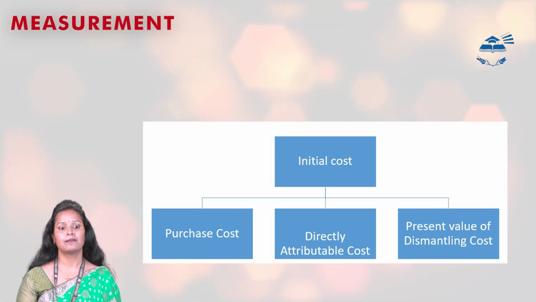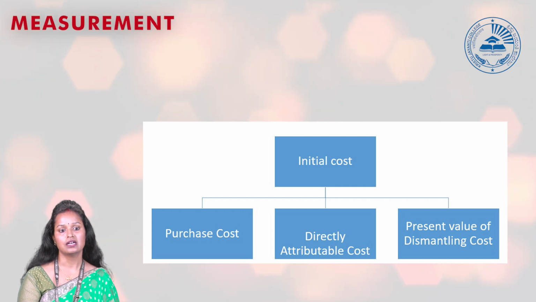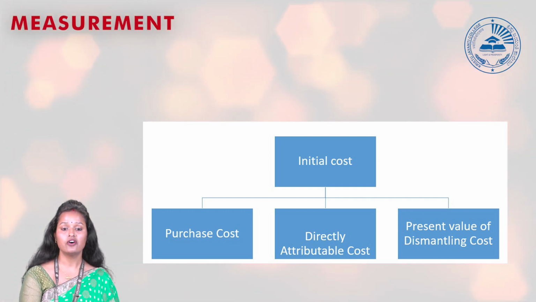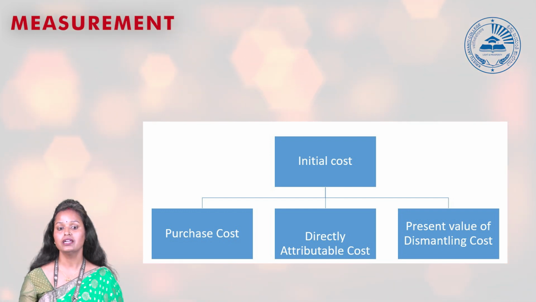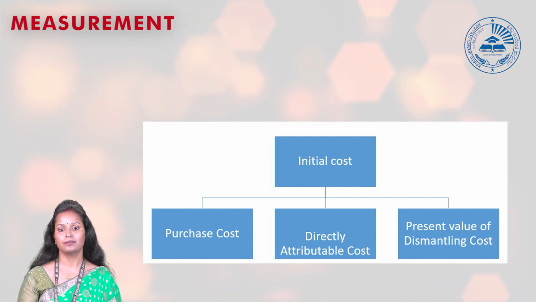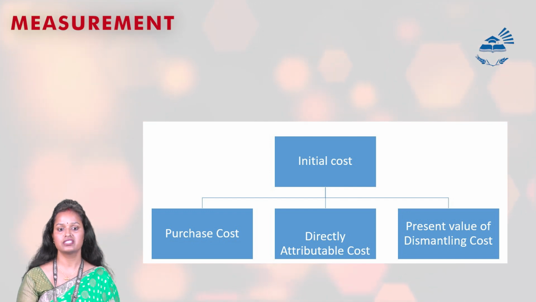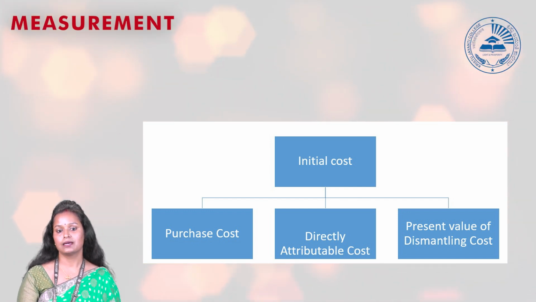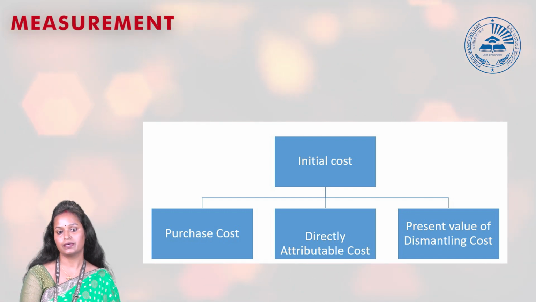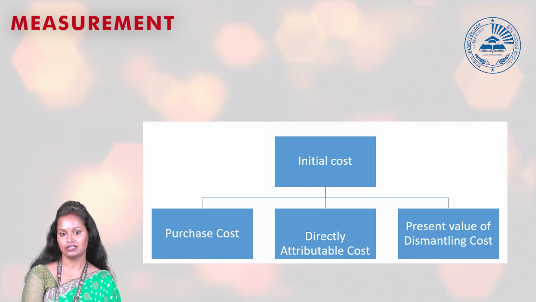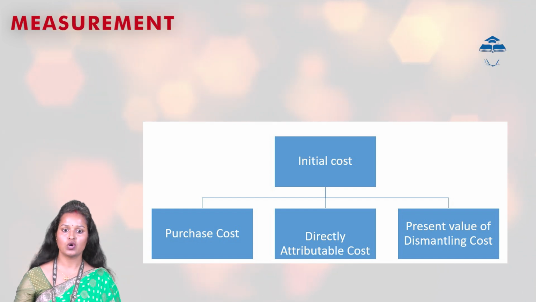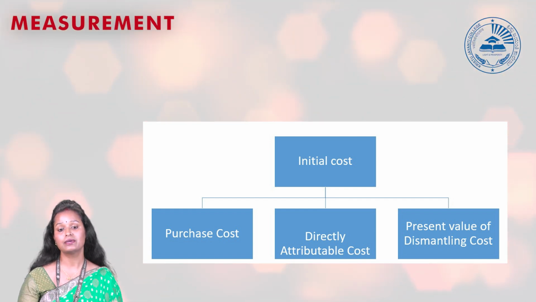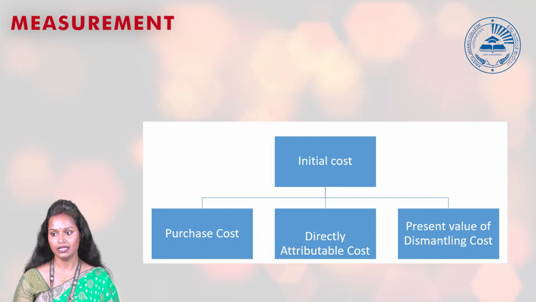Just as an example, say we have purchased that asset from one unit and are now bringing it to our unit. For that there will be a conveyance charge, and that conveyance charge will be a directly attributable cost. Now we need some labor to move that asset from the transport to our place. For that there will be a labor charge, and that labor charge will also be a directly attributable cost.